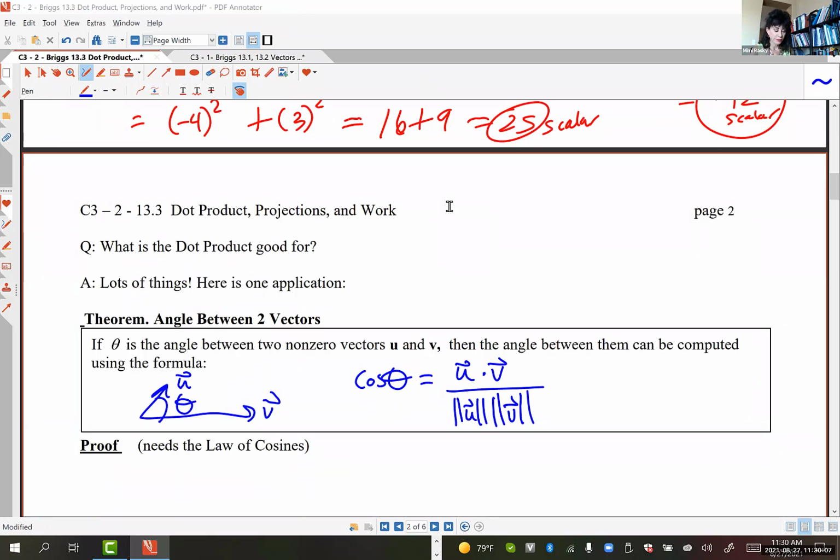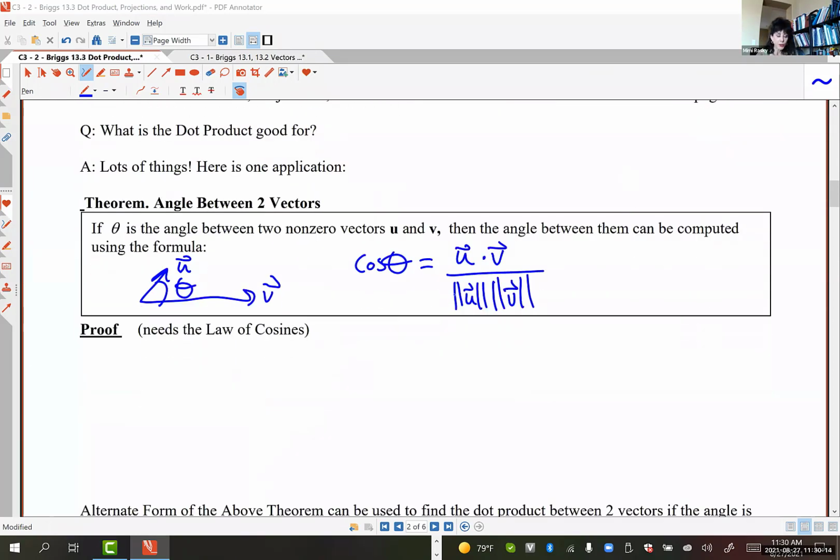Really? I don't have time to prove this, but you do need the law of cosines to prove it, which is kind of cool. It brings back some old trig memories from the bad old days, because you create a triangle here. This is the V minus U leg of the triangle. And then using this weird triangle, which is definitely not necessarily a right triangle, you use the law of cosines and it all works out. And then you'll get this.